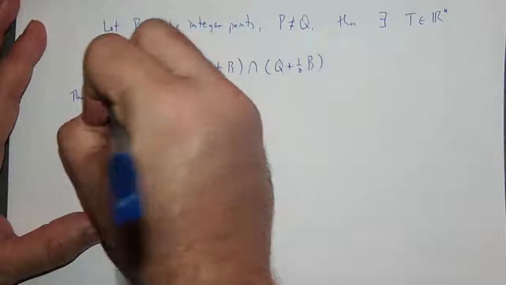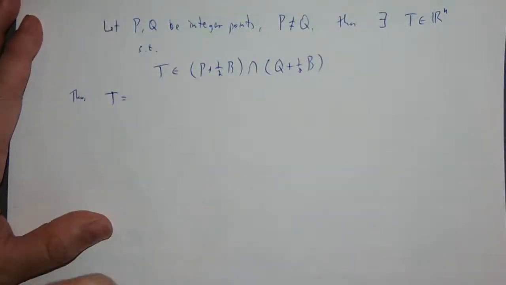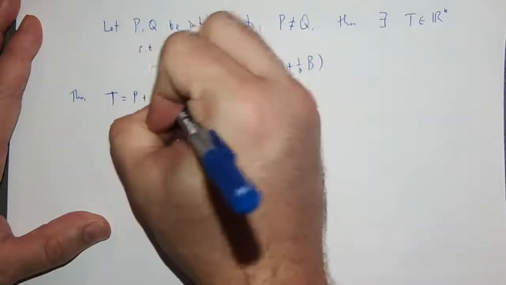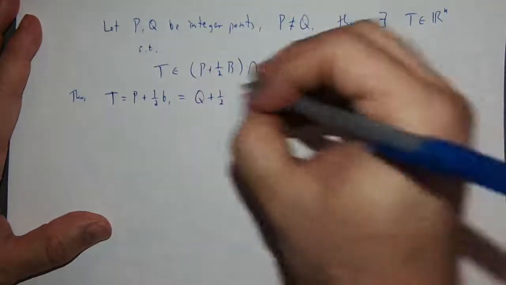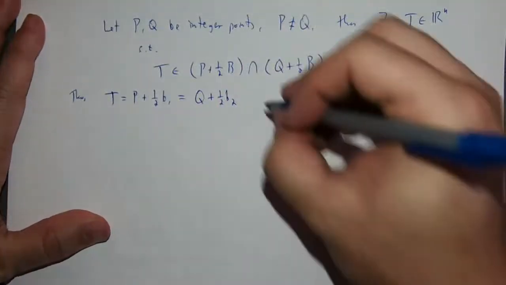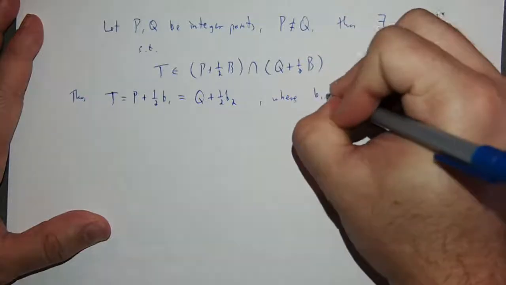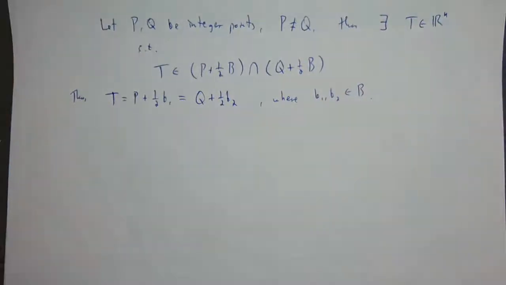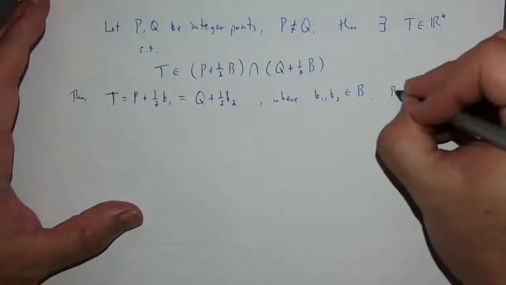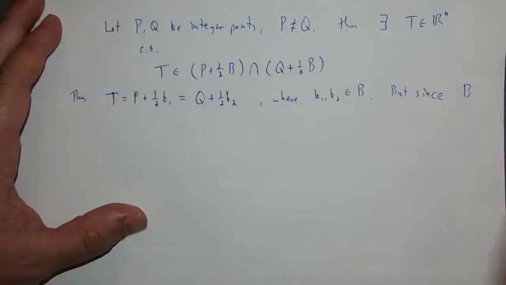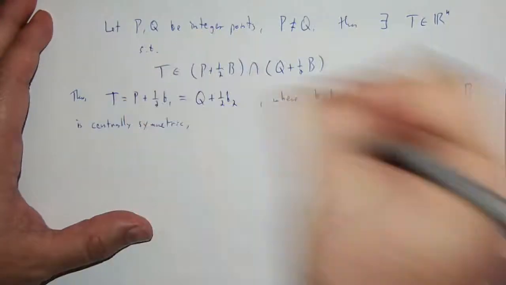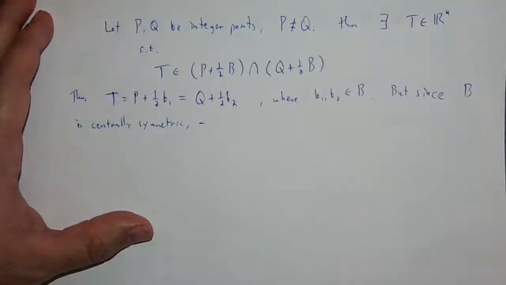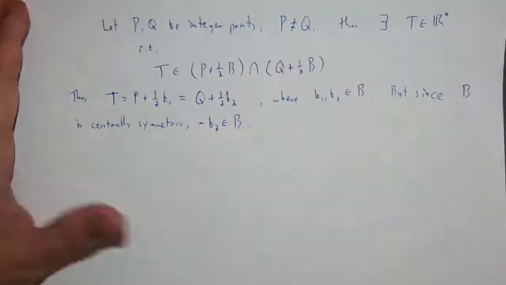Thus, t can be written as p plus 1/2 b sub 1, but it can also be written as q plus 1/2 b sub 2, where b sub 1 and b sub 2 are two points in B. But since the set B is centrally symmetric, say minus b sub 2 is also in B.